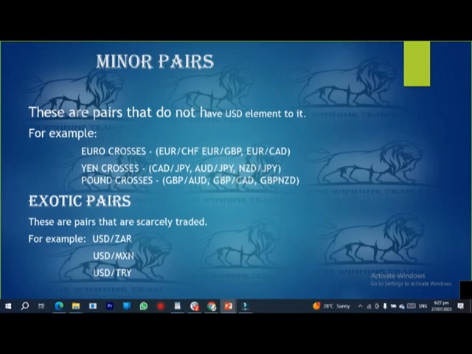For example, we have the USD ZAR, that is for South Africa, and then we have the USD MXN, which is for Mexico, and then we have the USD TRY, that is for Turkey. And let's say, for example, USD Ghana cedis. That one is also an exotic pair. I hope I'm making sense. USD Naira. That one is also an exotic pair. So all the rest that have USD in them are exotic because they are not part of the 8 strong economies that I told you about. So they are all exotic.